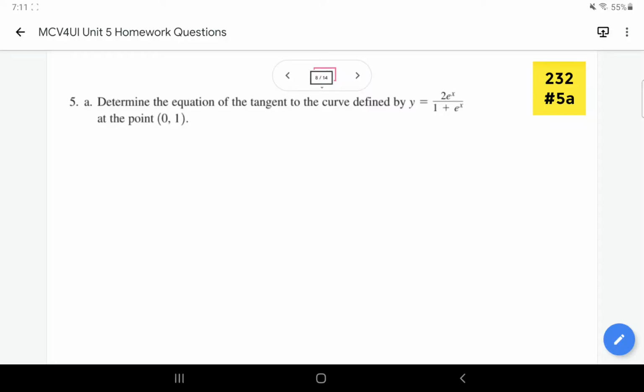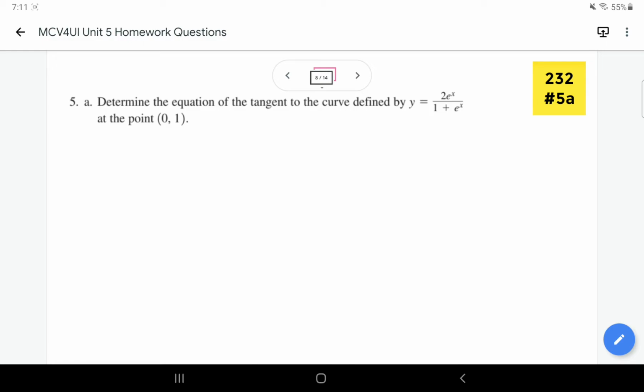Hey folks, here are the solutions to the Unit 5 homework questions, and these are from the Day 2 and Day 3 homework. So this is the quotient rule and then the combination questions handout that combines the quotient rule and the product rule together.